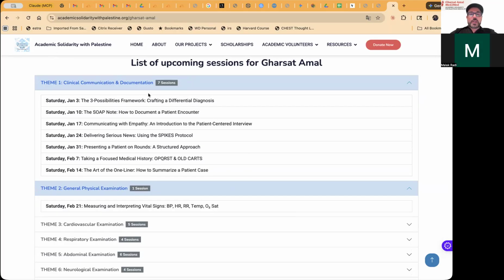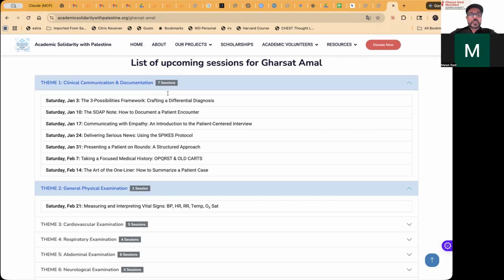We have done so far how to craft a differential diagnosis and how to do a SOAP note, subjective objective assessment plan, for a patient encounter. We have started how to communicate with the patient. Then after that, how to deliver serious news with the patient. Then how to present a patient in round in a structured way. After that, we talked about how to take a focused medical history, depending on if it is acute or chronic. And then last week, we did the art of the one-liner. So this is how to communicate and document.